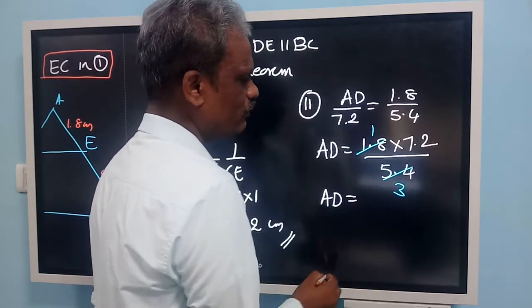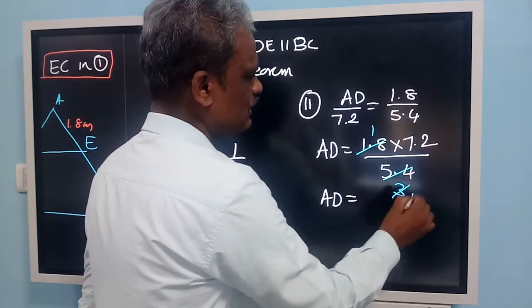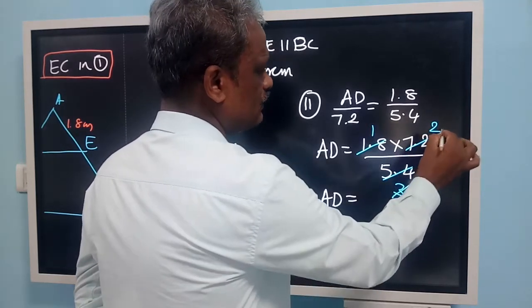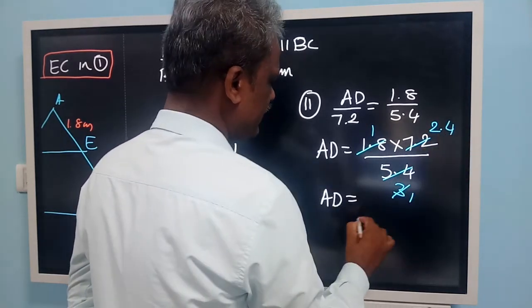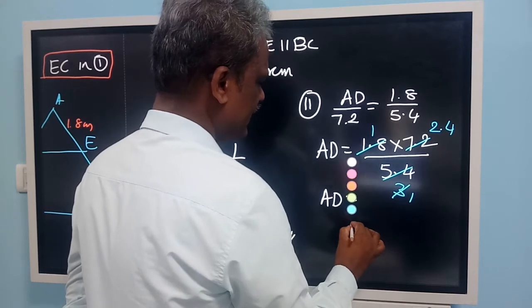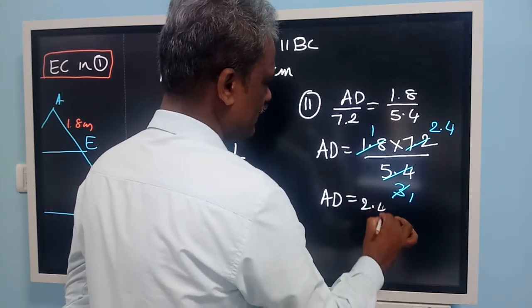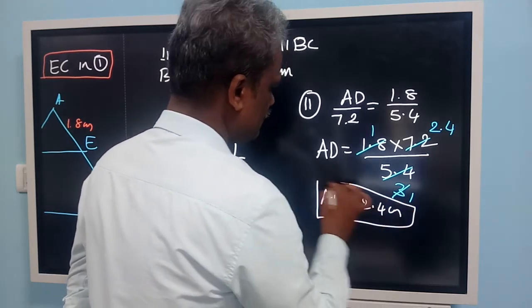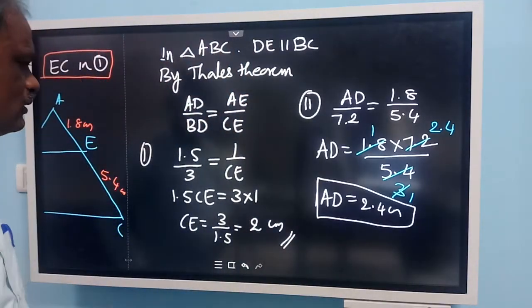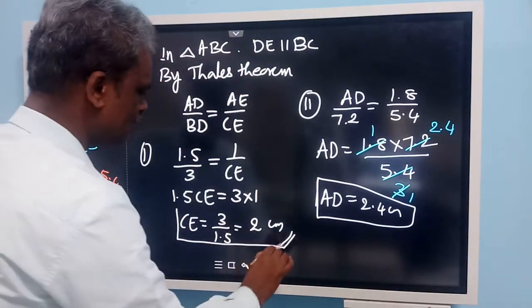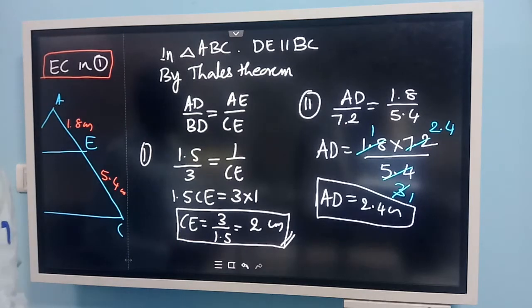Now divide this 7.2 by 3. 3 1s are 3, 2s are 6, 0.3 4s are 2.4. So therefore AD is equal to 2.4 centimeter. So this is the proof. Solution: AD is equal to 2.4. Here CE is equal to 2 centimeter. That is the conclusion now.